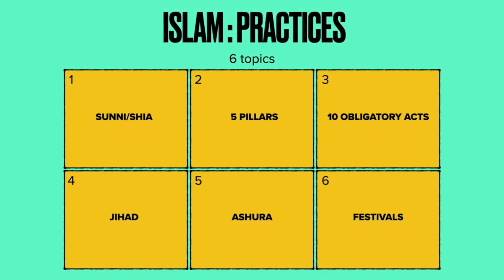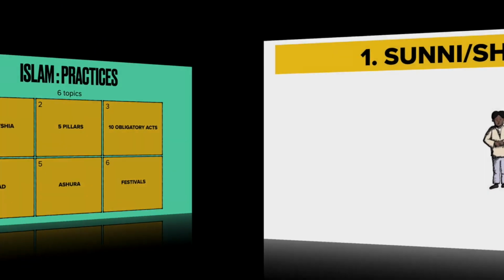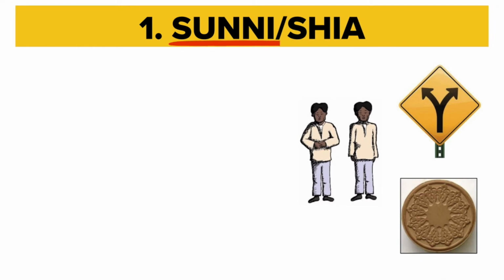Here are the 6 topics then. We're going to go through each one, and for each I'm going to give you 6 questions. So please be ready to write down your answers. Let's start with Sunni and Shia. Please write down the first subtitle, Sunni and Shia. I'll give you 6 questions.